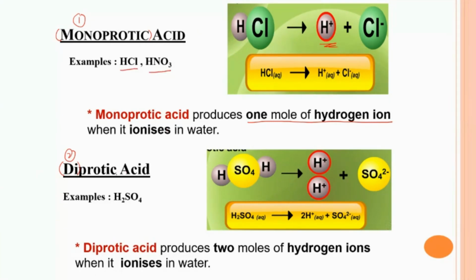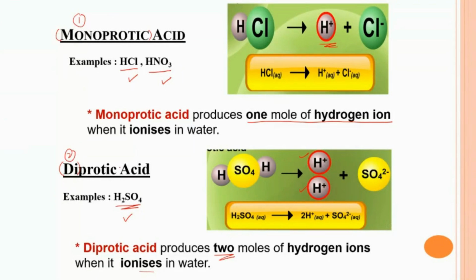Then diprotic acid, an important one is sulfuric acid. When ionized in water, it produces 2 moles of hydrogen ions. It produces 2. 1, 2. Is that okay? So this is the diprotic acid. At SPM level, for strong acids, we will focus on these three: hydrochloric acid, nitric acid, and sulfuric acid. Only these three strong acids. Other than these three, all are weak acids.